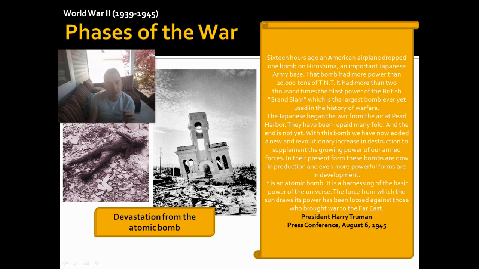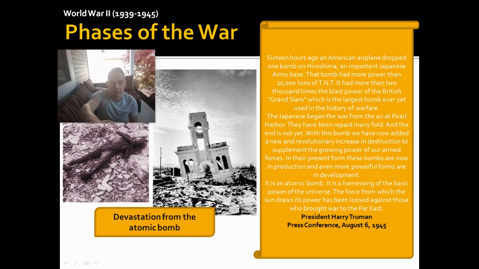Look at how he appeals to the audience here in his last paragraph of this excerpt. He says, "It is an atomic bomb. It is a harnessing of the basic power of the universe. The force from which the sun draws its power has been loosed against those who brought war to the Far East." Truman understands the gravity. And now you, as the listener, as the historian here, you have to decide, was this the right decision?